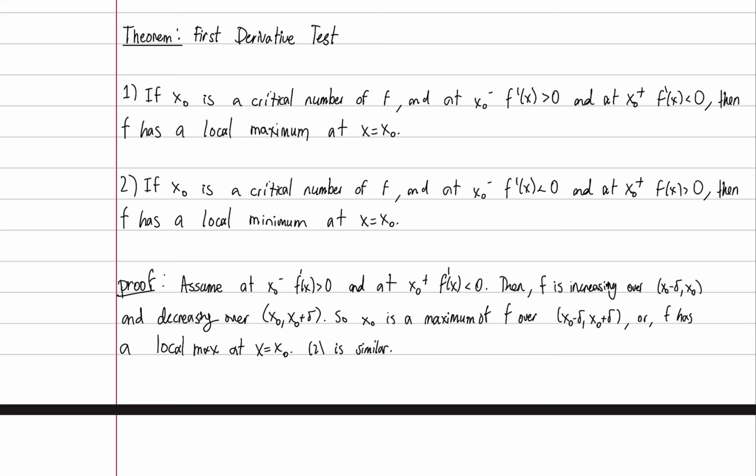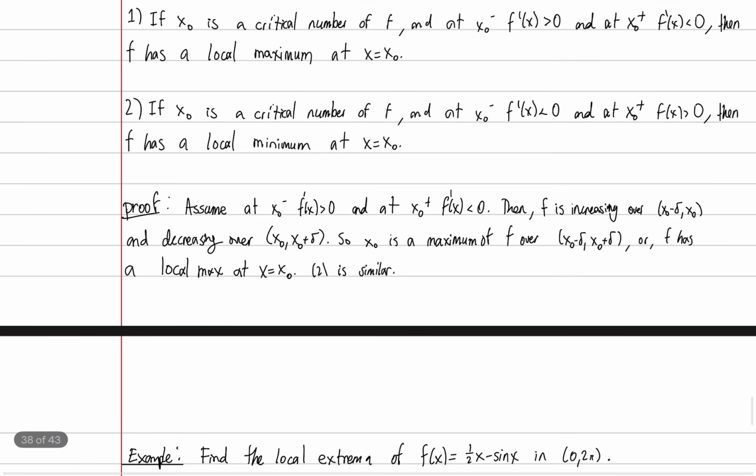As well, if x naught is a critical number of f, and at x naught minus the opposite is true, and at x naught plus, again, the opposite is true, f prime of x is positive, then f has a local minimum at x equals x naught. So whenever we want to justify a local maximum or local minimum, we can say that x naught is a local maximum of f because the sign of f prime changes from positive to negative, for example.